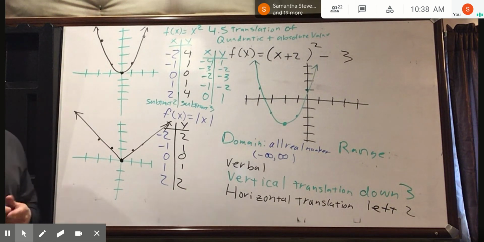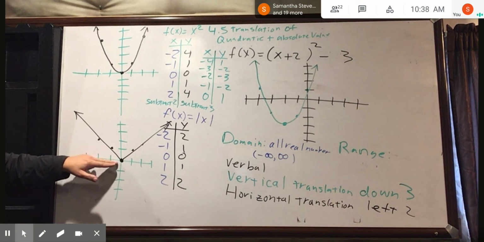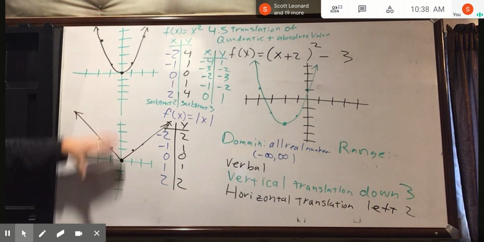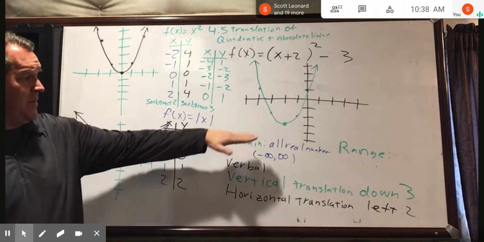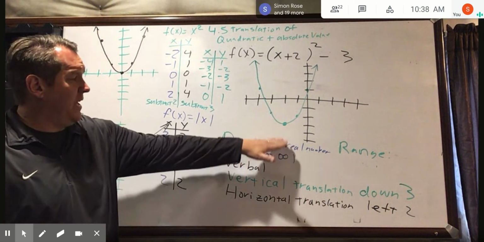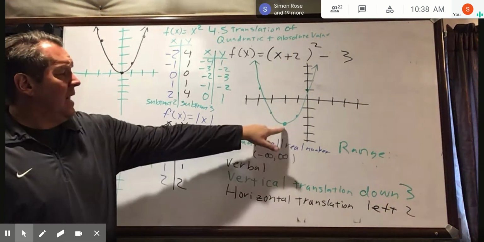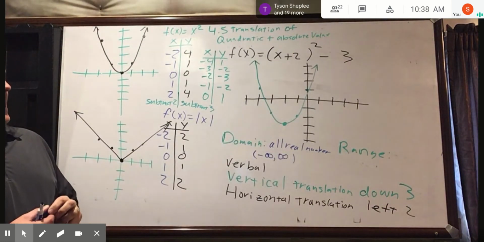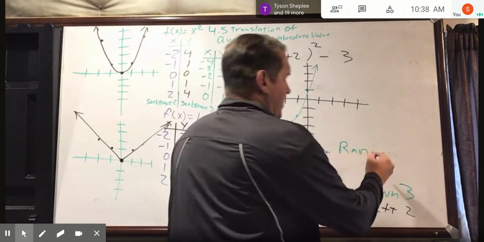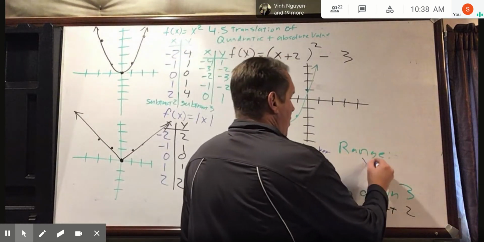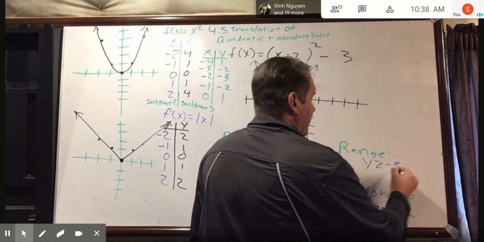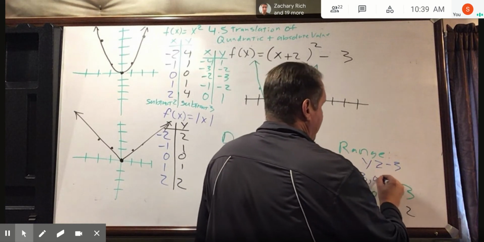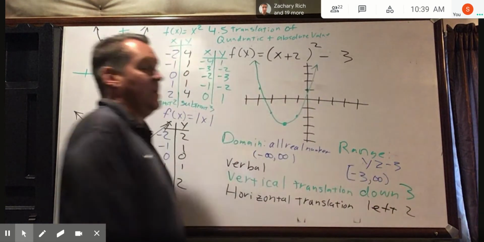The range. All right. Yesterday, they both were at 0 to infinity, or y is greater than 0. This one is now different. It is no longer on here. It is lower. My y value, its lowest point is at -3 now. So for my range, I can do one of two things. I can say y must be greater than or equal to -3, or I can say -3 to infinity. Your choice.